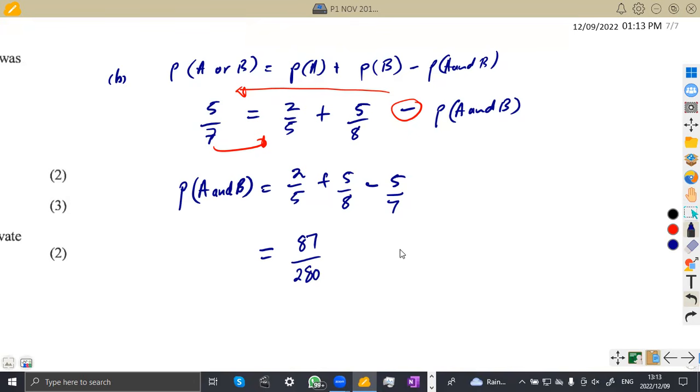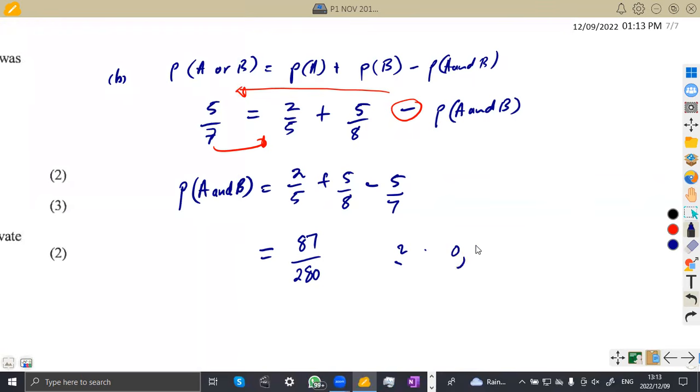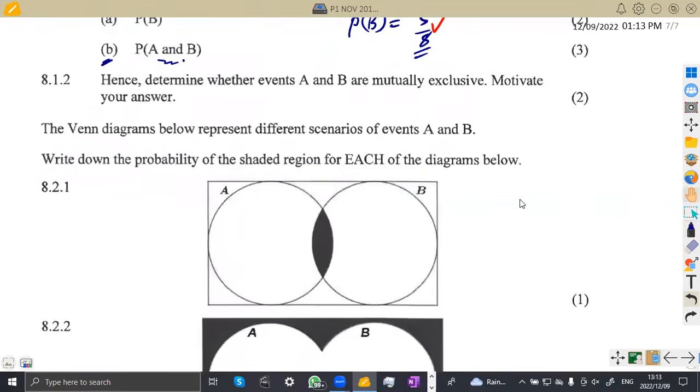Or you can actually write it as a decimal. That is, let's change, which is going to be 0.31. To 2 decimal places it is going to be 0.31. So that's what you're going to have. So that was actually playing around with the question.